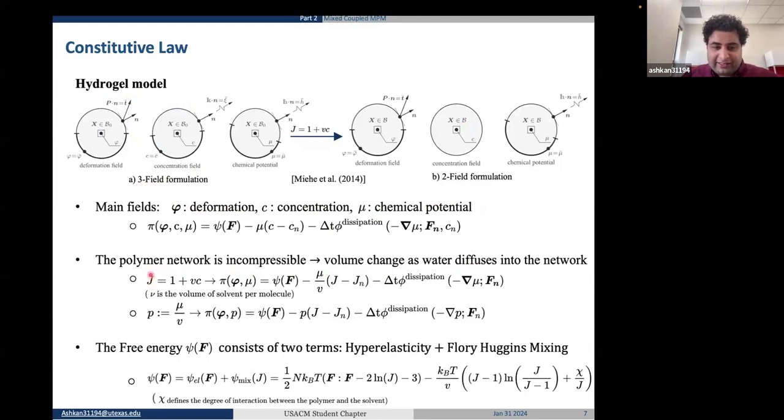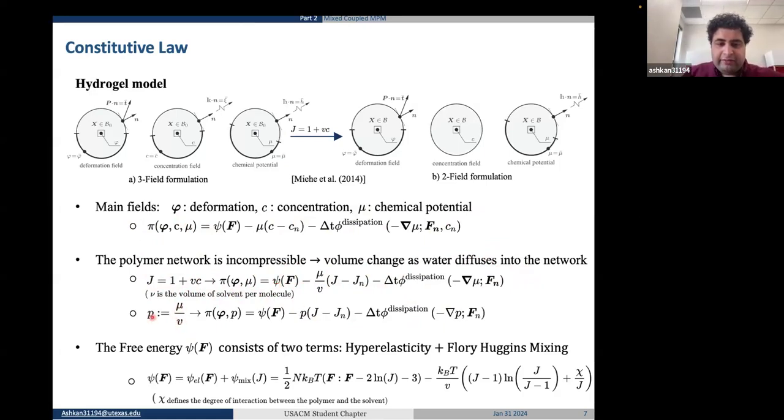So we can write J equals 1 plus nu C. J is the determinant of the deformation gradient, or change in the volume. And this nu is the volume of solvent per molecule, and C is the concentration. Imposing this constraint strongly into this equation, we will obtain a two-field formulation, which means we reduce this three-field formulation to a two-field formulation.